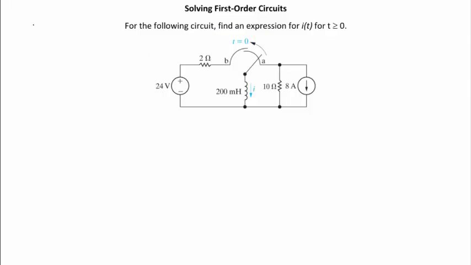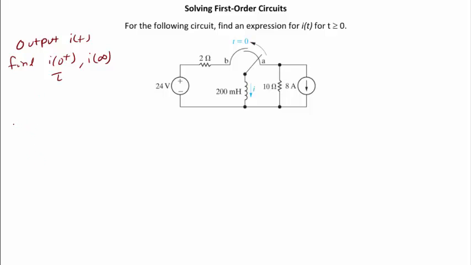So once again, our output is going to be I of t. And the input is going to be that 24 volt source and the 8 amp source as it moves from 8 amps to 24 volts. So it's still a step. And in order to solve this problem, we're going to try to find I of 0 plus, I of infinity, and tau in the governing differential equation.